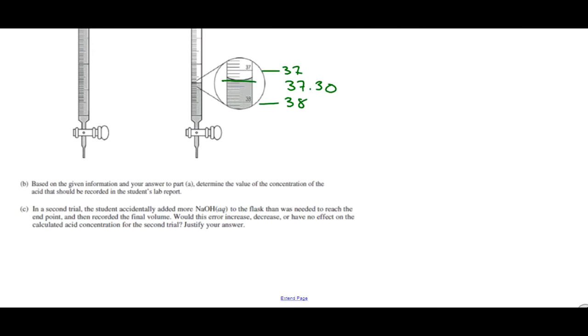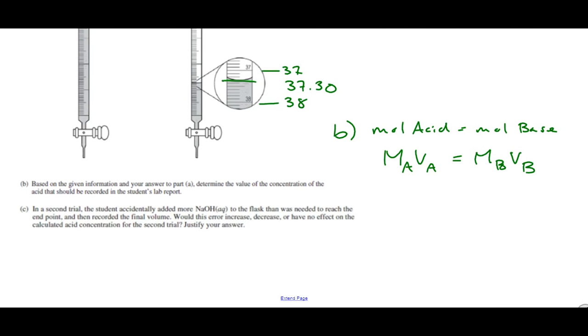Letter B, based on the given information in your answer to part A, determine the value of the concentration of the acid that should be recorded in the student's lab. Well, because this made it to the endpoint, that means moles of my acid equals moles of my base. How do you do that? It's MAVA equals MBVB. And if people forget why that works, molarity is moles over liters, and volume is liters. So what's left? Moles.